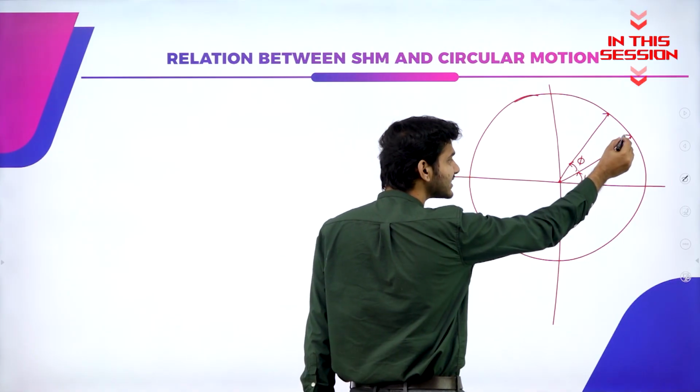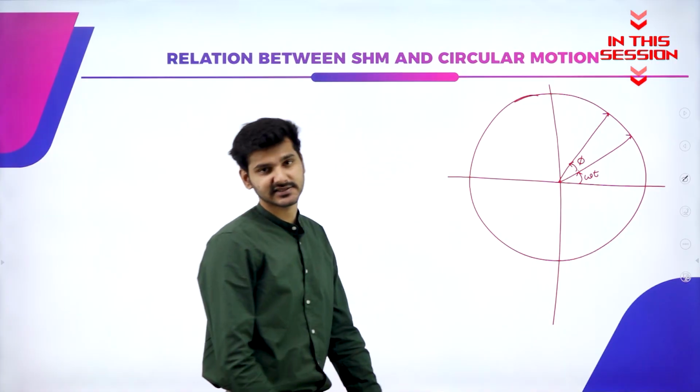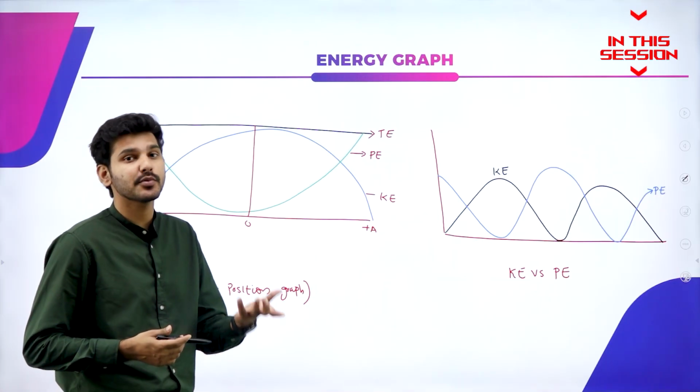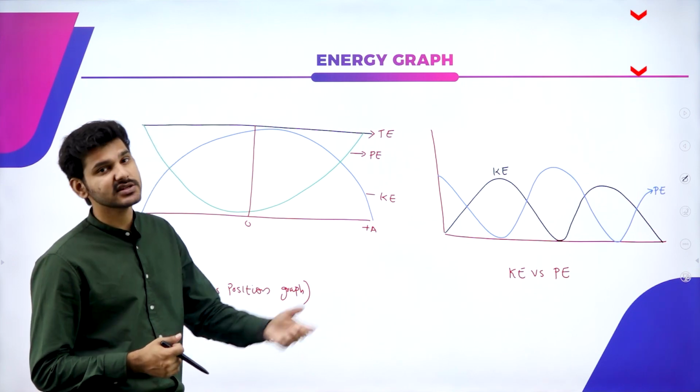So where it is lying on the x-axis. Simple harmonic motion will have the kinetic energy and potential energy depicted in such a manner.